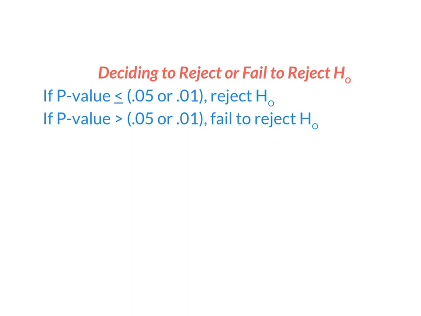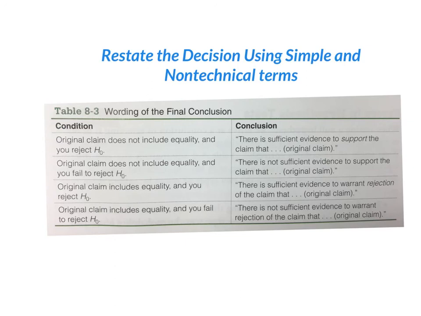If the p-value is less than 0.05 or 0.01, whichever one you're using, we're going to reject the null. If it is greater than that, we're going to fail to reject the null, which is what was on the last slide. That's why we failed to reject that one. Restate the answer or restate the decision using simple non-technical terms. I've been making a big deal about that the last 2 days. Here's kind of how you do that.